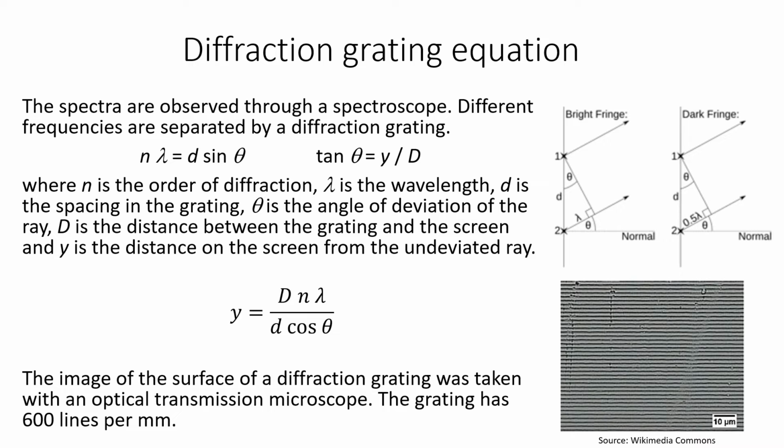And so you can see here we've got this diffraction grating being shown on the right hand side. There's 600 lines per millimetre. I think that's fairly standard.